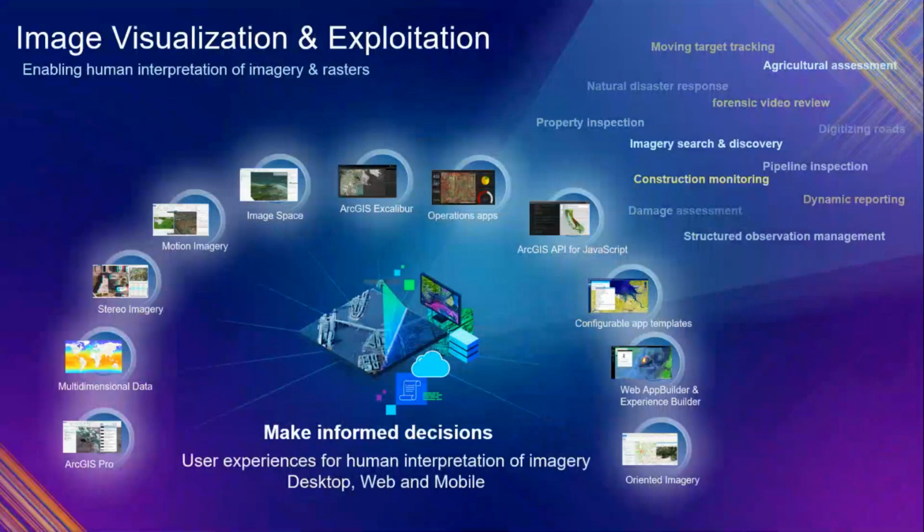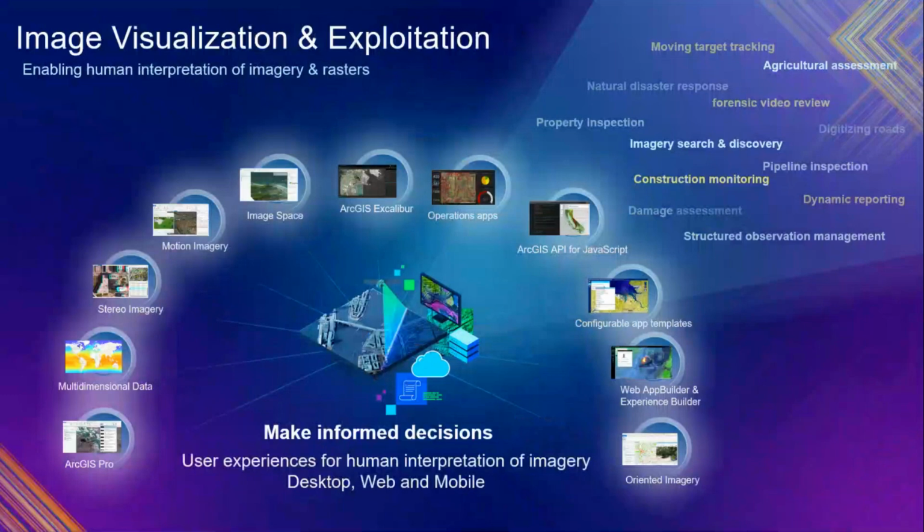ArcGIS Pro is probably the most well-known interface for working with imagery. It works with different types of multispectral data. It also has the capability of showing stereo imagery, motion imagery, working in what we call image space, which is like instead of working in a map space, you work in image space. But we have other applications as well.